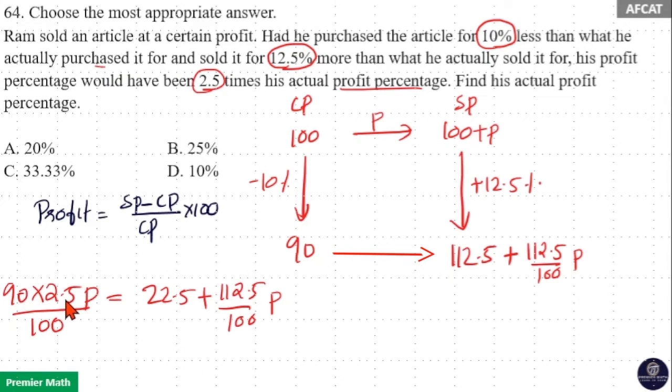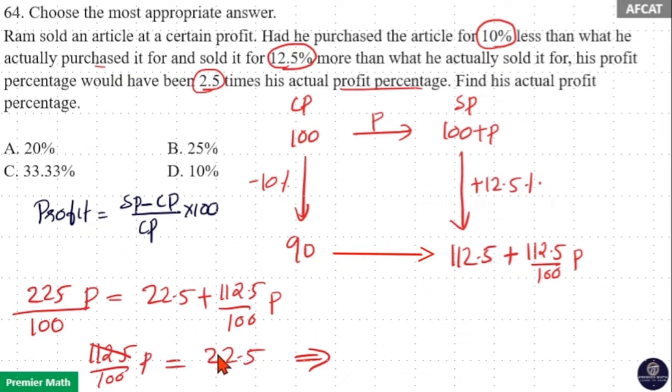90 into 2.5 is equal to 225. 225 percent P minus 112.5 percent P is equal to 112.5 percent P, which is equal to 22.5. This means that if I multiply this 22.5 by 100, this one goes 20 times. So P is equal to 20. So option A is your answer.